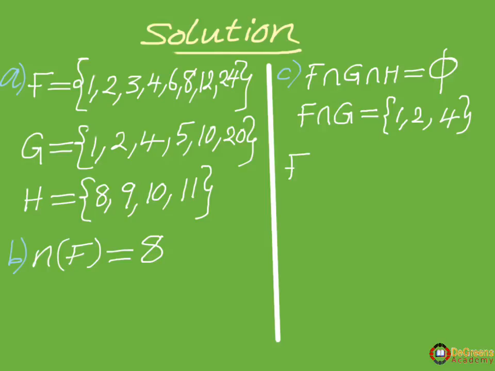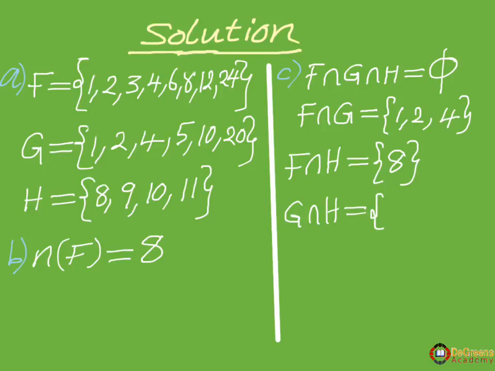Take the next, which is F and H. Discover that you have 8 common to the set F and to H. So the element there is 8. Now take G and H. Look at the sets G and H. Discover that 10 is common to both sets. Therefore, the element there is 10.